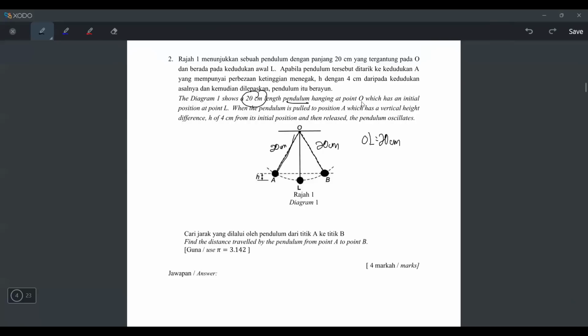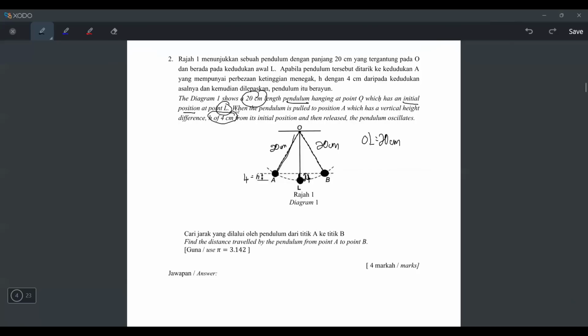And then they say hanging at point O, which has an initial position at L. So the initial position at L means when the pendulum is not moving, when the pendulum is resting, the position is at L. And then when the pendulum is pulled to position A, which has a vertical height difference of 4 cm. So I think this is referring to this H. Okay, the height here is 4. And if this height is 4, it means this small part should also be 4, right? This vertical height is a 90-degree one, and the vertical height should be 4 also.